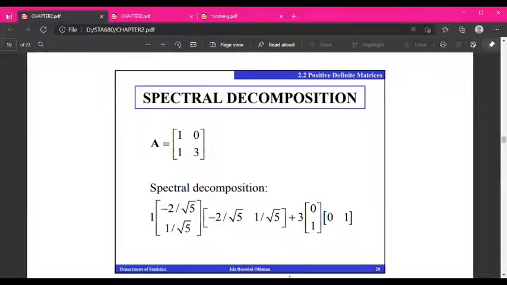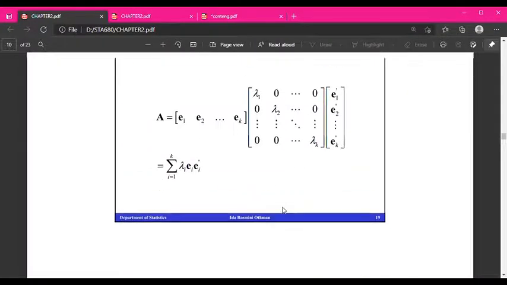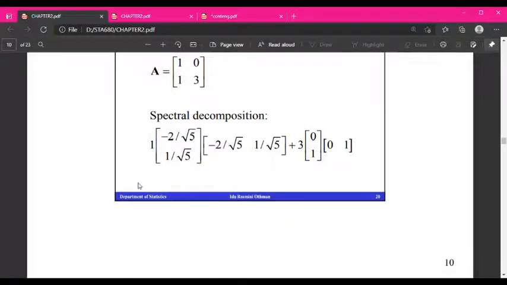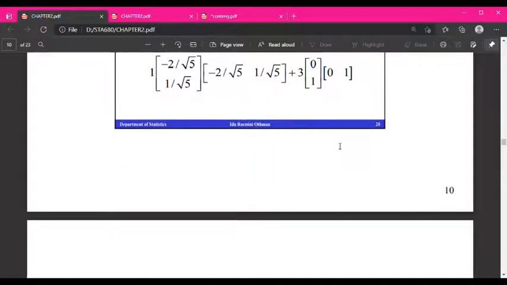If we have a 3 by 3 matrix, you will have 3 terms, so you add another 1, because we have 3 lambdas. Okay, because here we have 2 eigenvalues, so we just add 2. Right? This one, because it is a summation, that is why we have to add. So lambda 1, E1, E1 transpose, plus lambda 2, E2, multiply E2 transpose. Right?